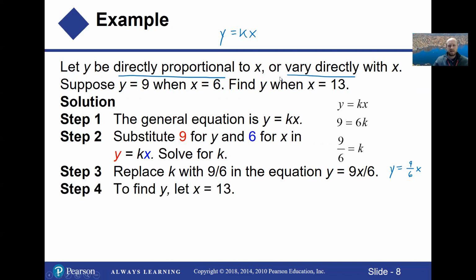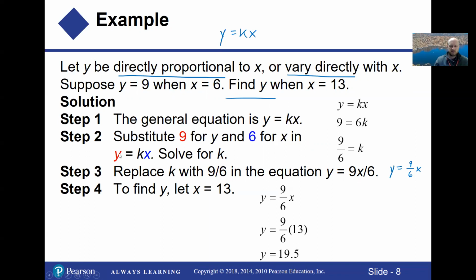And then you want to find y. So they say find y when x equals 13. So to find y, we're going to let x equal 13. So we're just going to plug in 13 for x here. And we see that 9/6 times 13 is 19.5.